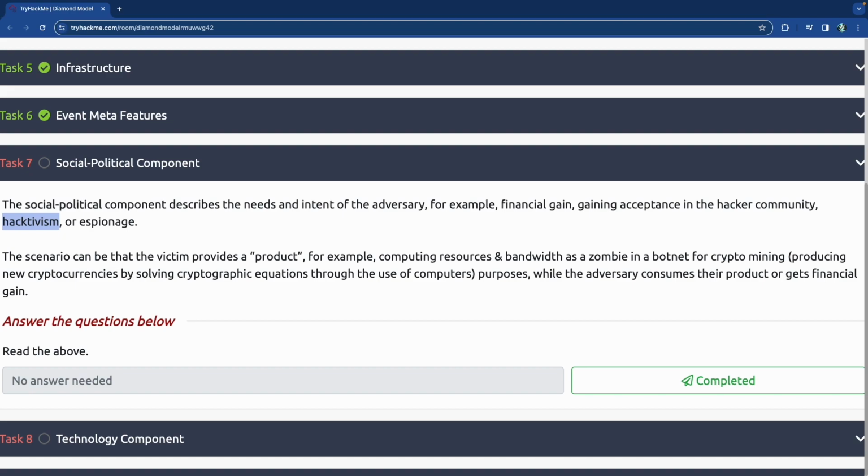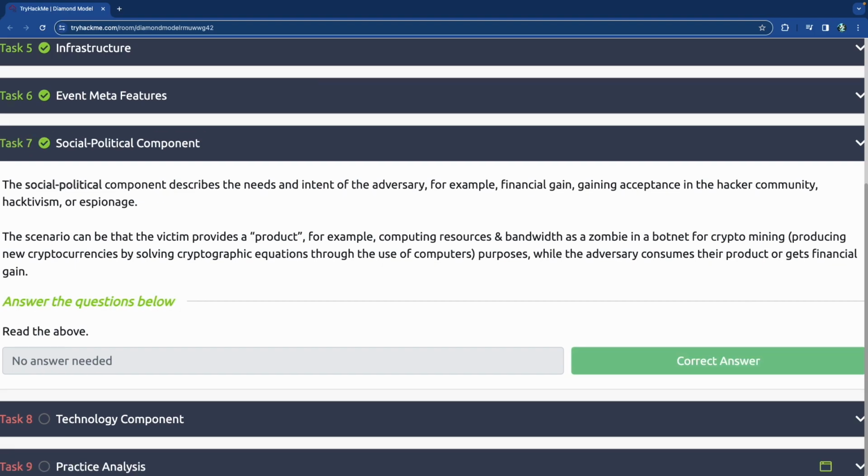The scenario can be that the victim provides a product, for example, computing resources and bandwidth as a zombie in a botnet for crypto mining, okay? Producing new cryptocurrencies by solving equations through the use of computers. That's what mining is. Got it. While the adversary consumes their product or gets financial gain. All right, easy enough.